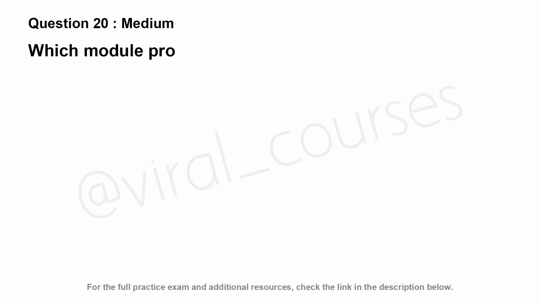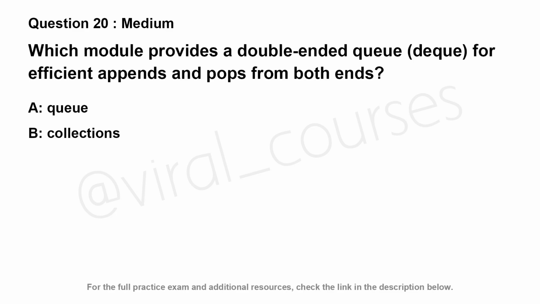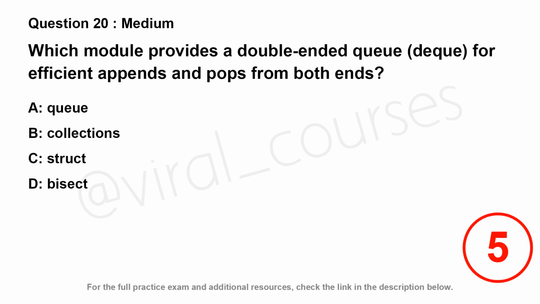Which module provides a double-ended queue, deque, for efficient appends and pops from both ends? Option A, queue. Option B, collections. Option C, struct. Option D, bisect.